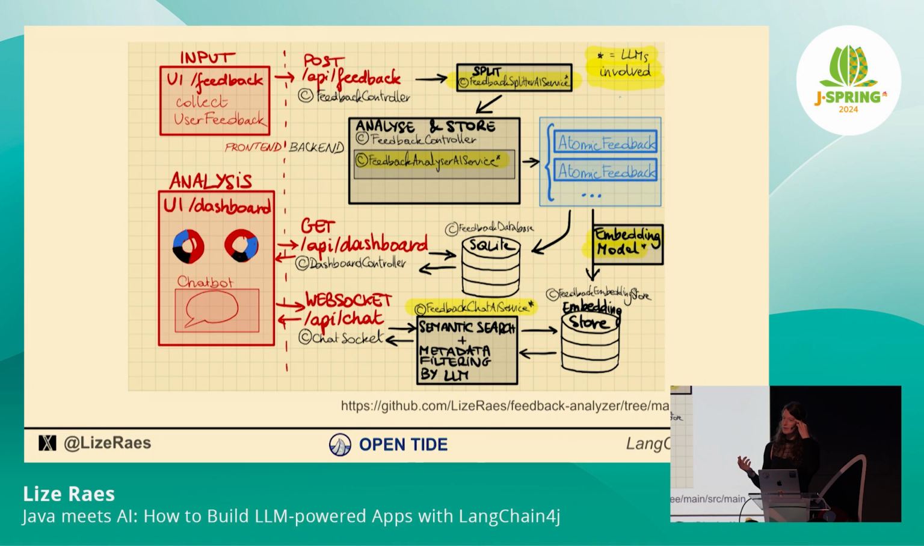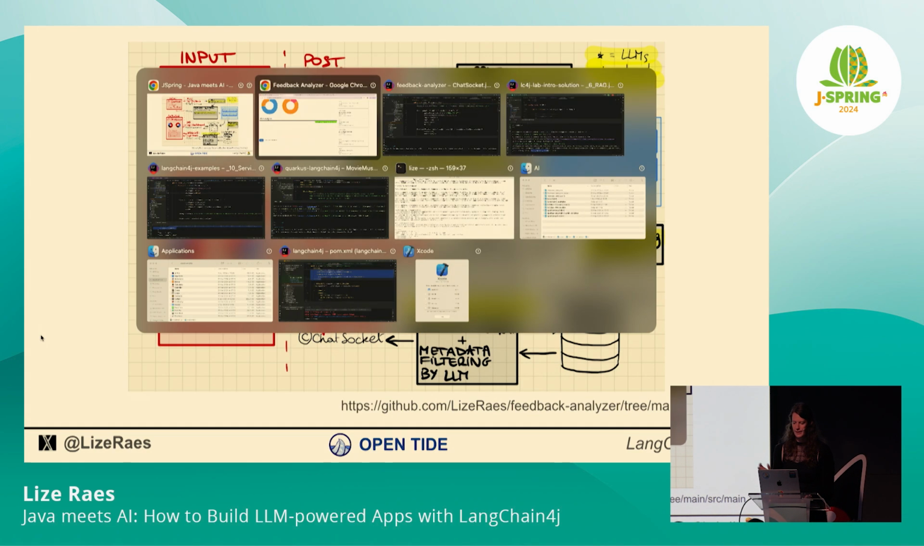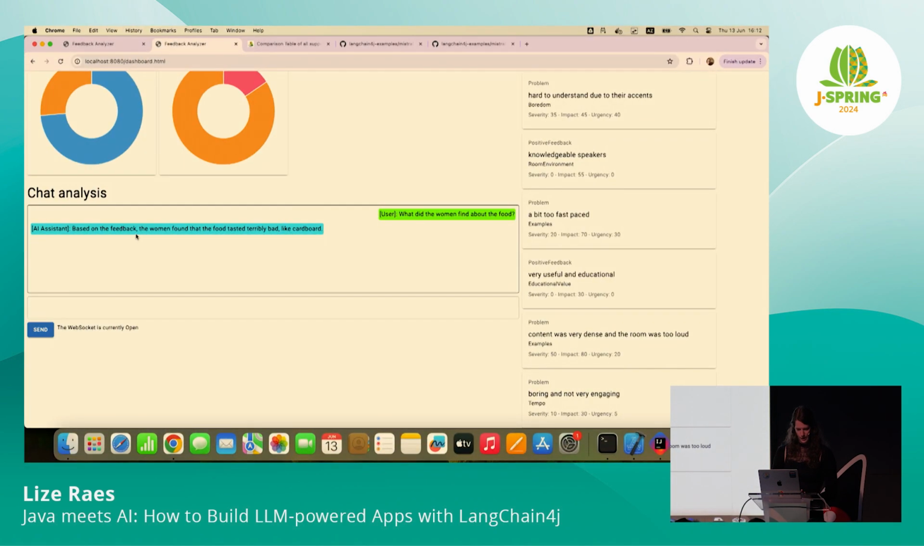So the metadata filtering, I have added metadata to my embedding store saying I'm a woman, that's my age, that's my nationality. And I've added the metadata filtering option from advanced RAG, so it should find, based on the feedback, the women found that the food tasted like cardboard. So that's very good. Now this gets interesting when there's a lot of feedback, right? And you can, yeah, you will get it all grouped and very informative.